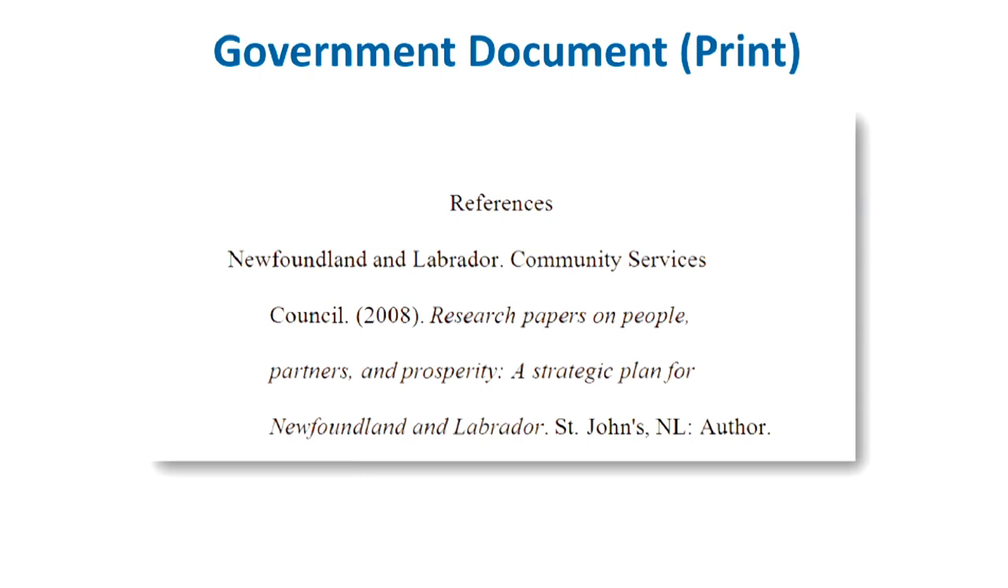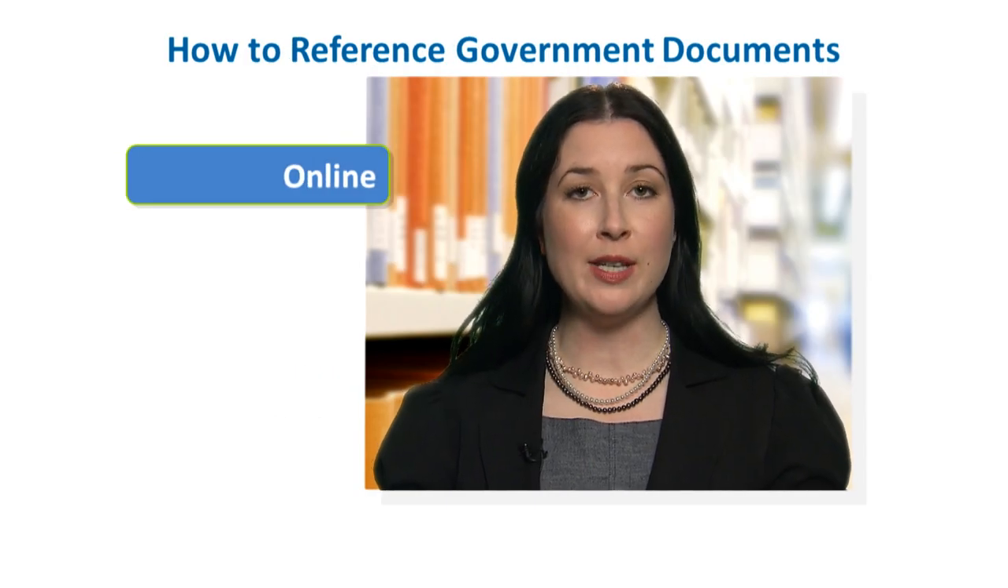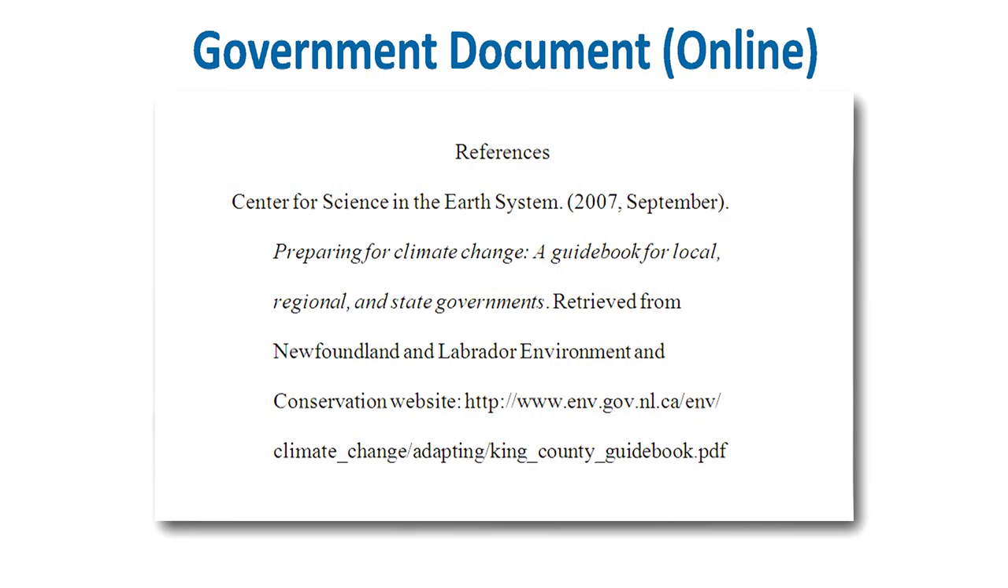With government documents, it's common for the author to also be the publisher. In that case, you can actually use the word author to indicate the publisher instead of writing it out again. But what about government documents you find online? For online sources, you don't include the publication information the way you do for a print source.